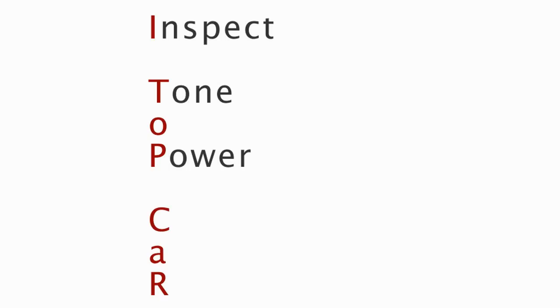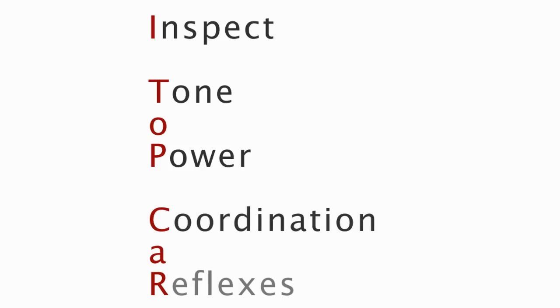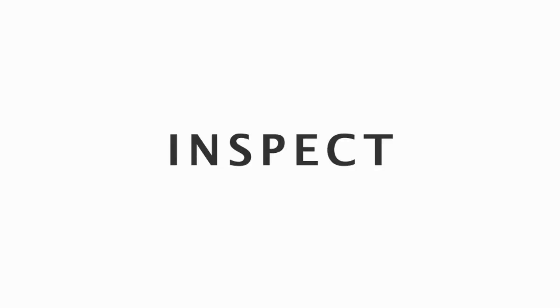The structure of the neurological examination can be remembered by the mnemonic I TOPCAR. I stands for inspect, T for tone, P for power, C for coordination, and R for reflex. The first stage of the examination is inspection.